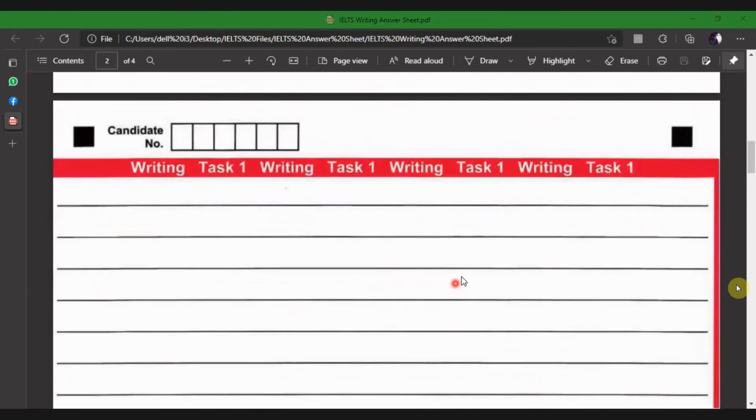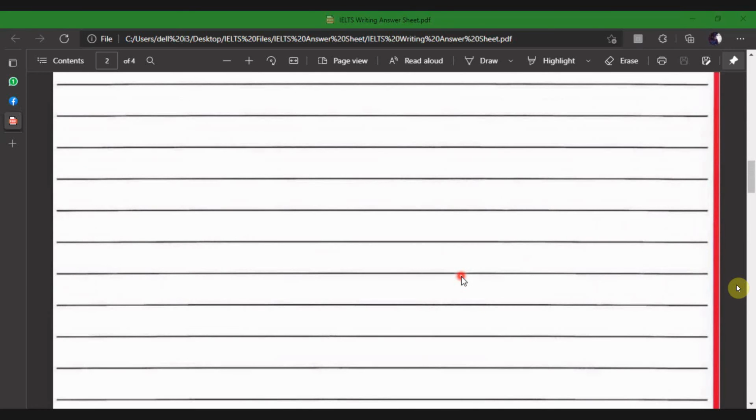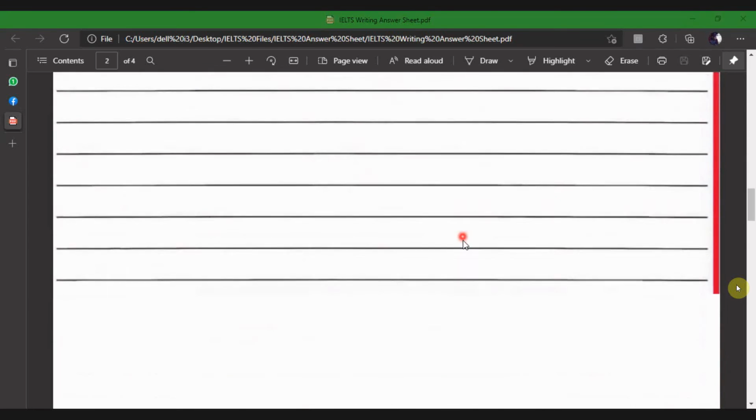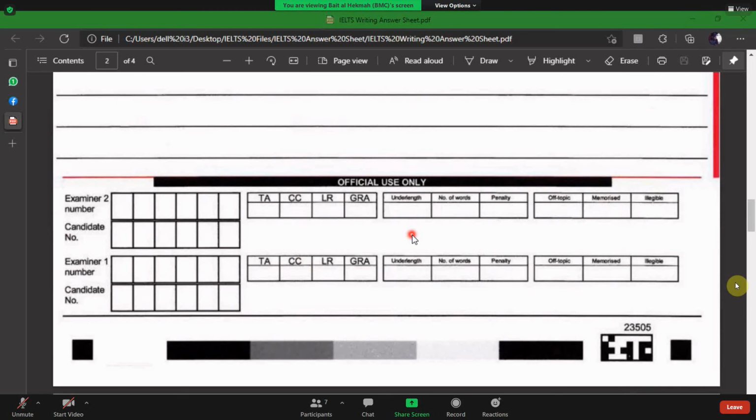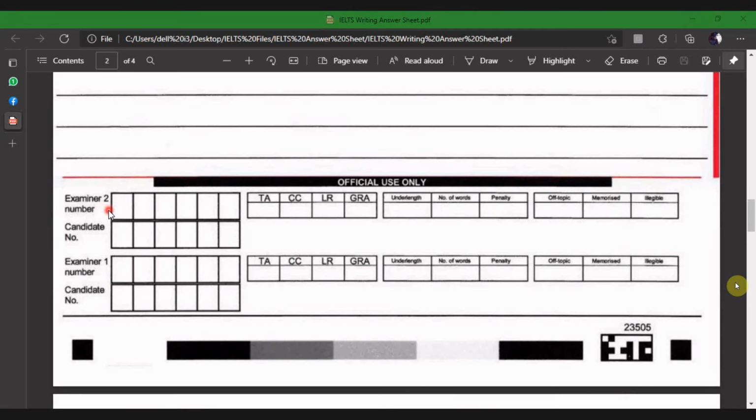And then when you turn the page over, you will see these at the bottom. So this is what we're going to talk about today. Everything at the bottom. This is your Task 1. And if you notice, it says Examiner 1 and Examiner 2. That means there would always be 2 examiners giving you marks based on your writing. The 4 criteria here are what I'm going to discuss today.